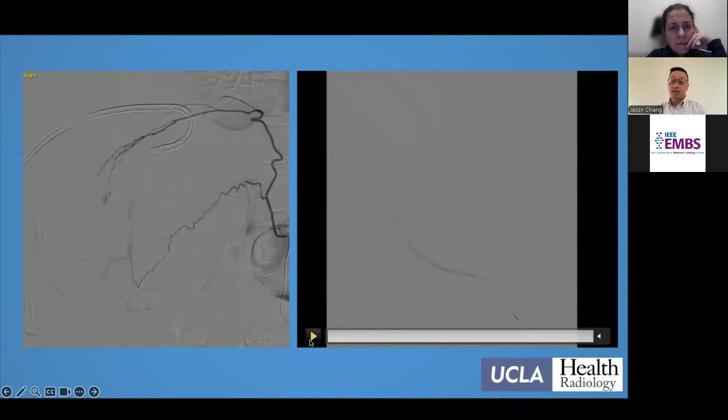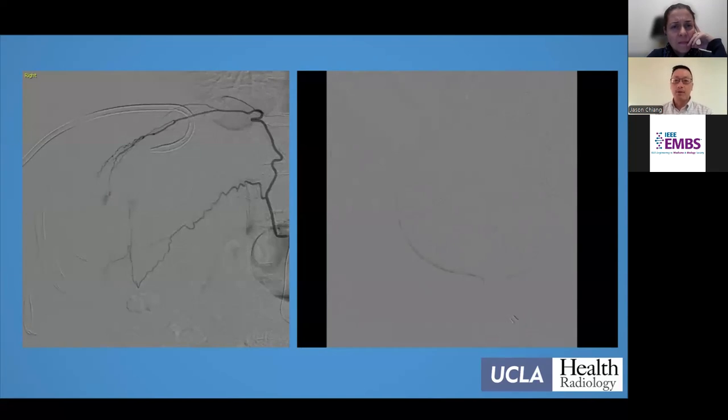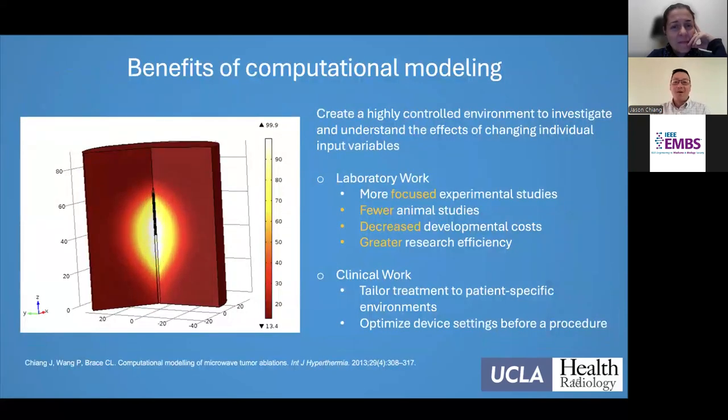But basically, this illustrates the reason why we have to be very careful, and we have to know where the ablation zones will be, because if you don't, you can damage critical structures. And then I'm going to get a call in the middle of the night, and I'm going to say, why did this happen? And you're going to say, I accidentally ablated part of the diaphragm. So this is why it's important to know where your ablation zone is.